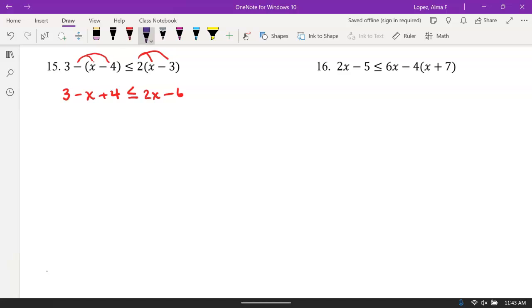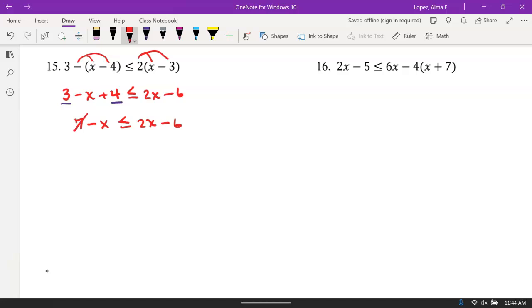Always clean up in between steps when you have a lot of terms. I can combine the 3 and the 4 here, which makes 7 minus x. Or you could have written negative x plus 7. That is strictly up to you. Now, again, when you're solving linear inequalities, it is always to your advantage to solve for the x on the left-hand side. That way it helps you read it.